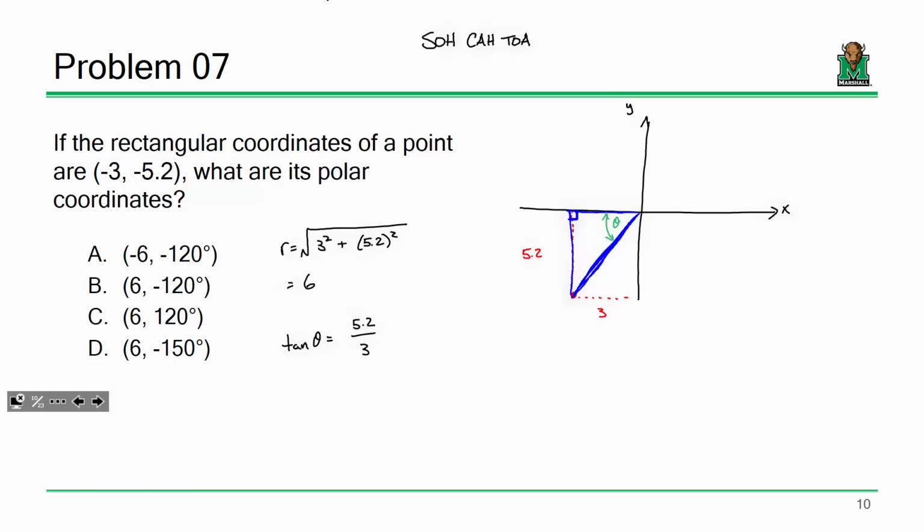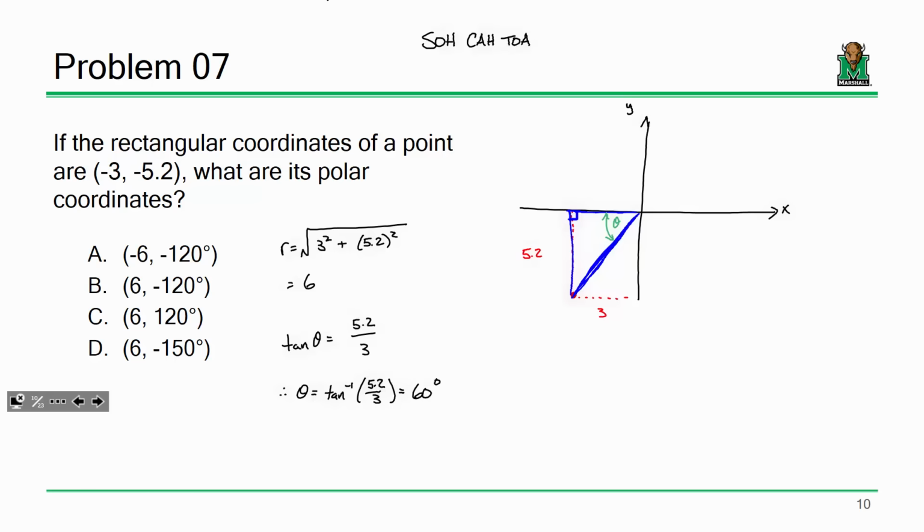Let's do this, okay? So, how do we count? Someone tell me what theta is. Theta is the arctangent of 5.2 over 3. And what does that come out to be in degrees? 60.01. So we'll say 60 degrees.